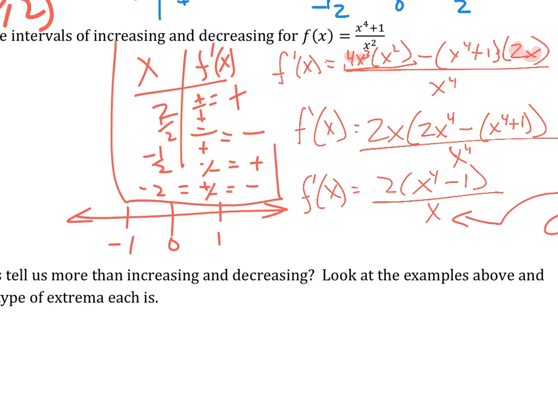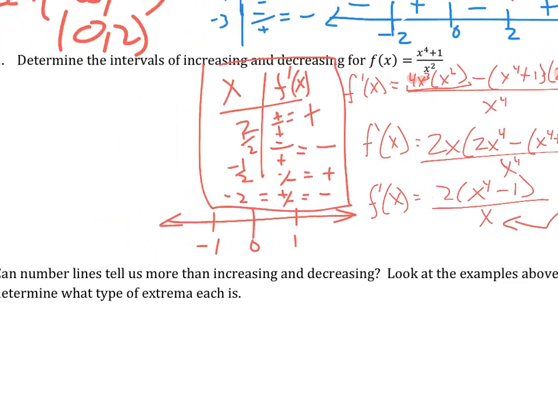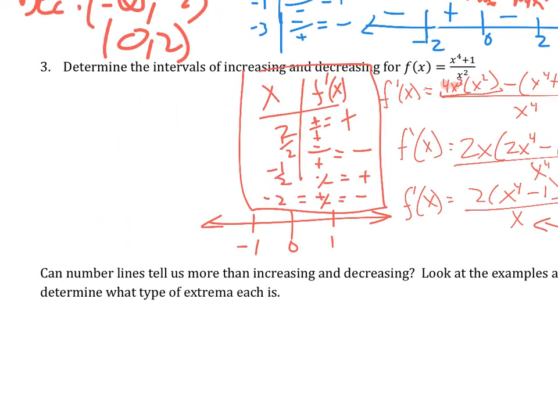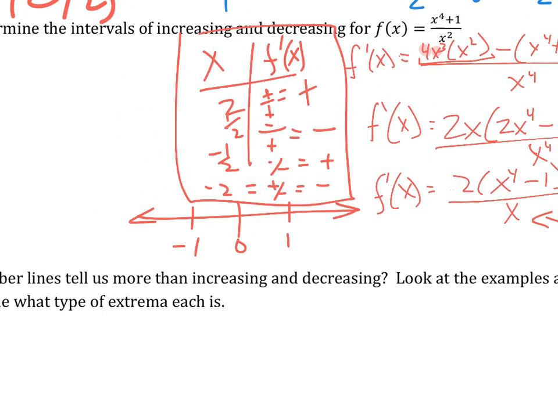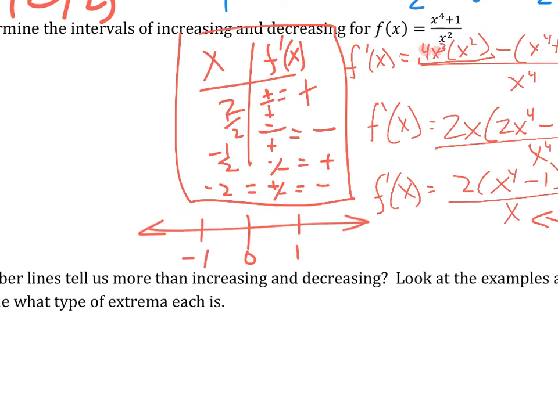Okay? So that tells us that we are increasing. Let's go ahead and fill the number line in here. We have positive over here, negative, positive, negative. So we're going down, going up, down, up. And that gives us a minimum here. That gives us a max. And this one's going to be a minimum.